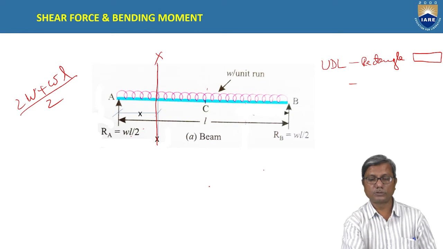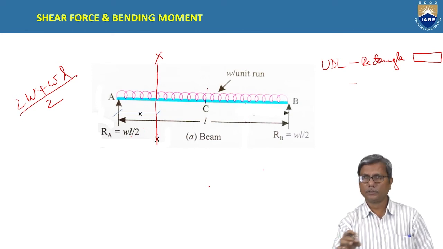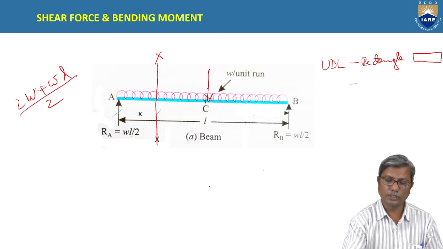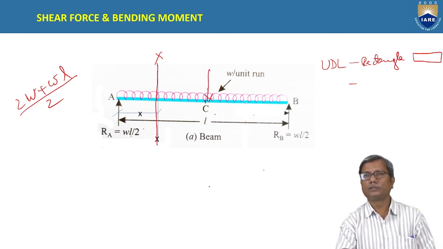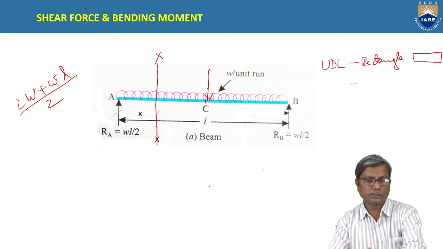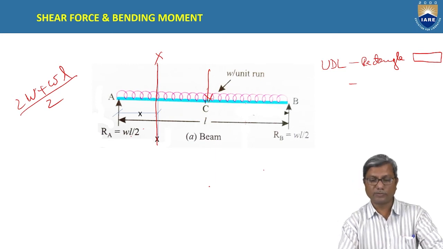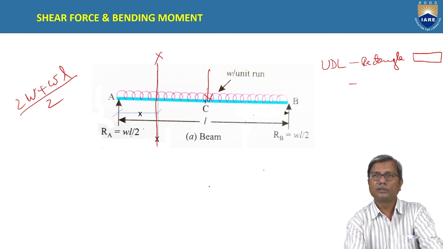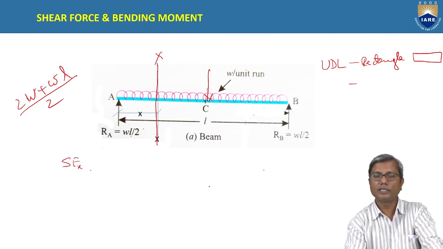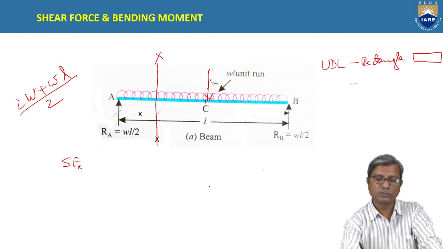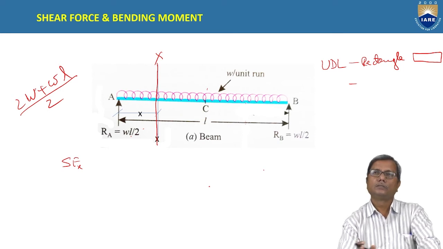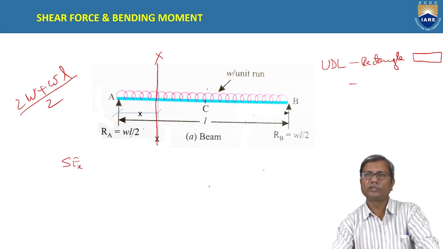There is no change in loading. The same loading is acting from one end to the other end. If we had any point load at some point on this span, then this loading breaks. The shear force or bending moment equation calculated at x is valid from one end to the other end if there is no point load. That means the same section is valid between A and B.